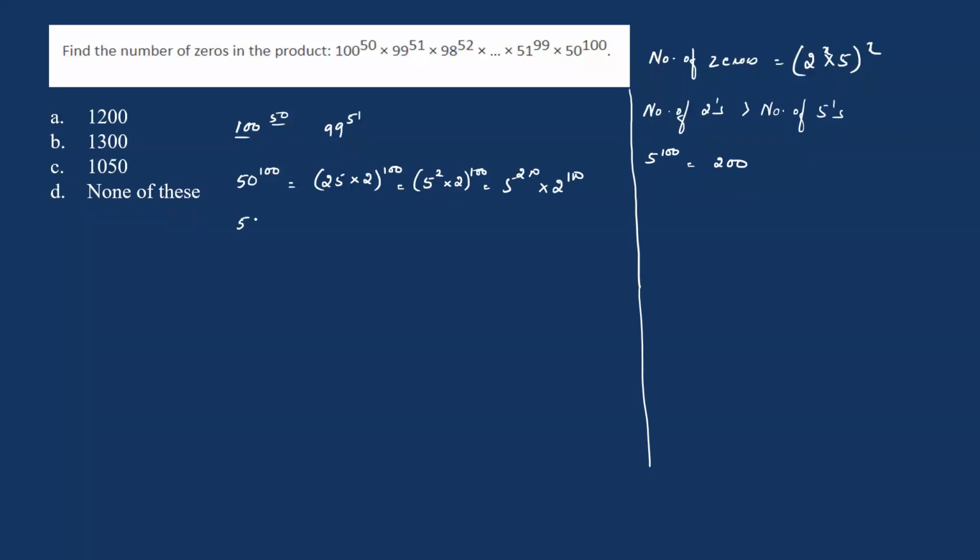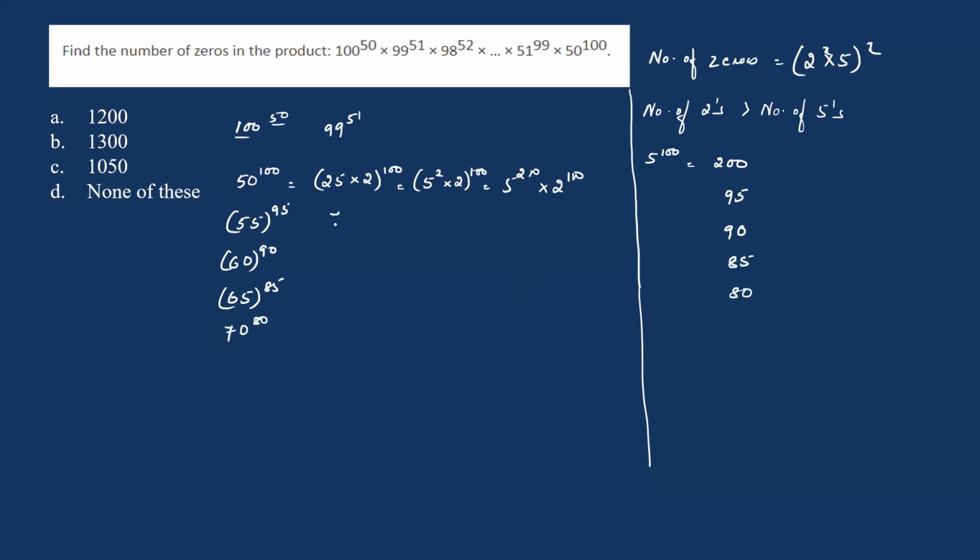The next 5's come in 55 to the power. Now the sum should be 150, so 55 to the power 95. This will have 95 5's. Clear? Similarly, the next term becomes 60 to the power 90. Again, 60 to the power 90 will have 90 5's. The next 5's will be at 65 to the power 85. This will have 85 5's. Then we have 70 to the power 80, which will have 80 5's.